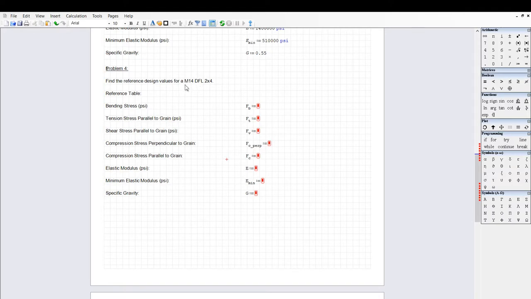Huh. M14. That is odd. That doesn't sound like any of the grades we've discussed. That doesn't look like a grade 1 or a grade 2 or anything like that. What on earth is an M14? Well, we're actually moving to a different table now, and we're going to be looking at table 4C in the NDS supplement. So let's go ahead and pull that up.